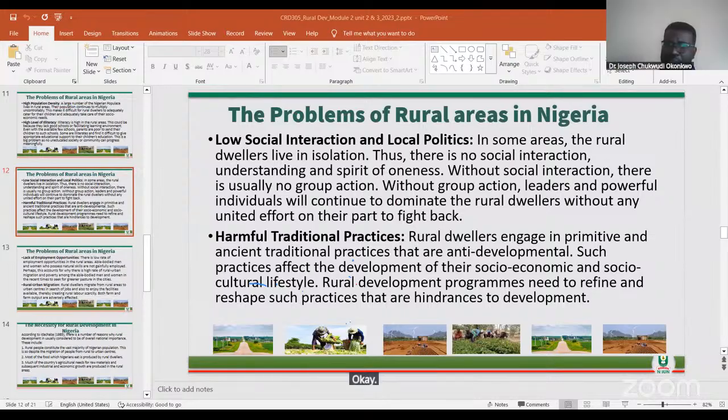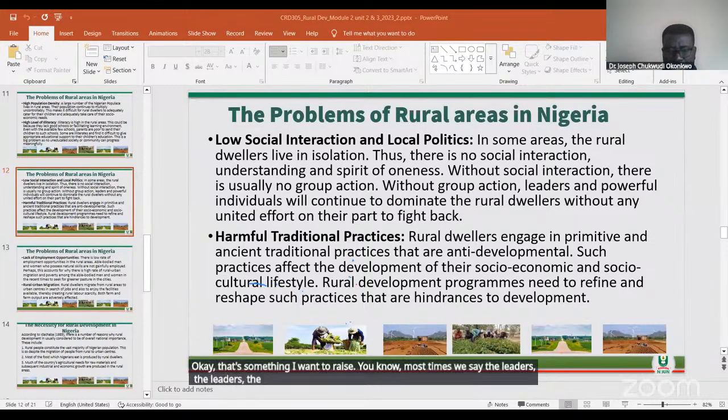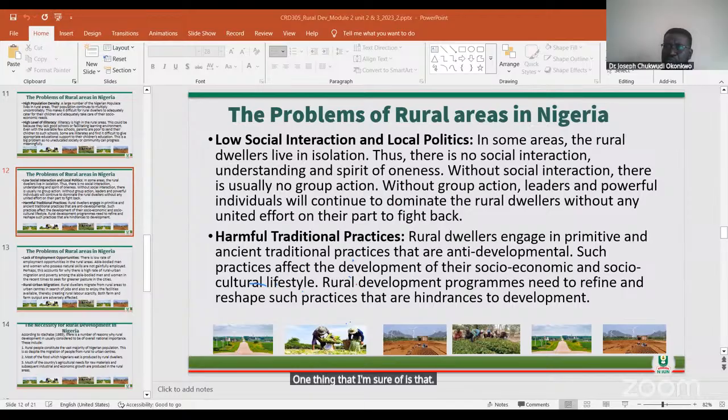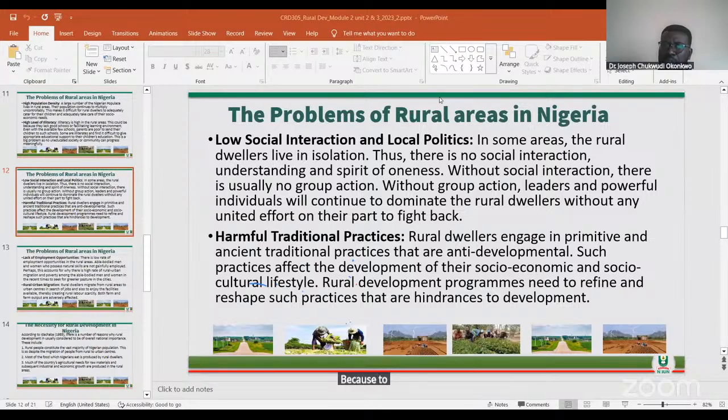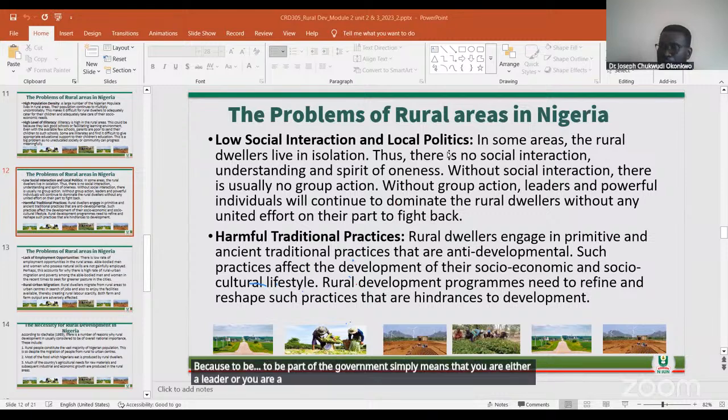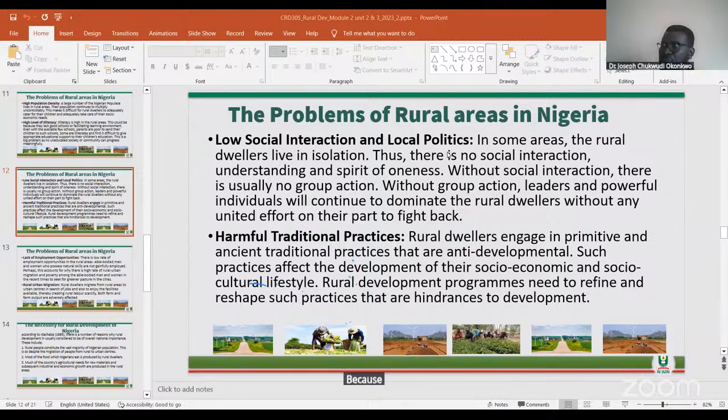Okay, there's something I want to raise. Most times we say the leaders, the government, the government. One thing that I'm sure of is that every single member of a community is part of the government of that community. Because to be part of the government simply means that you are either a leader or a follower, because it is from the followers that the leaders are selected, and the followers give the leaders support.